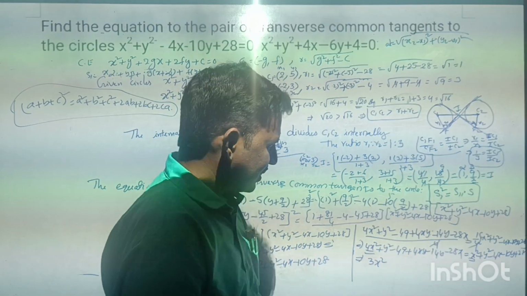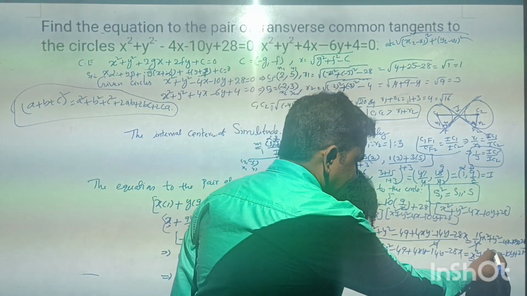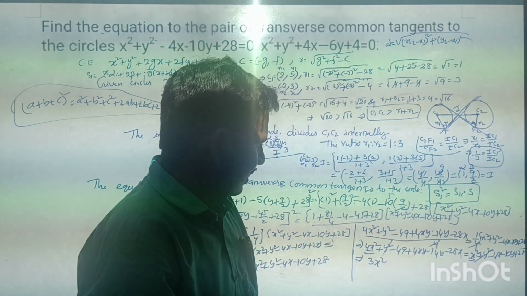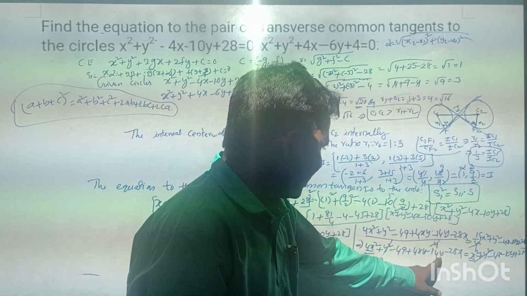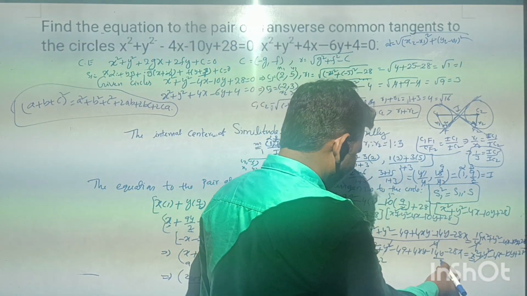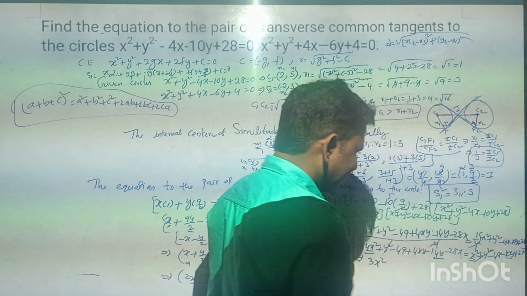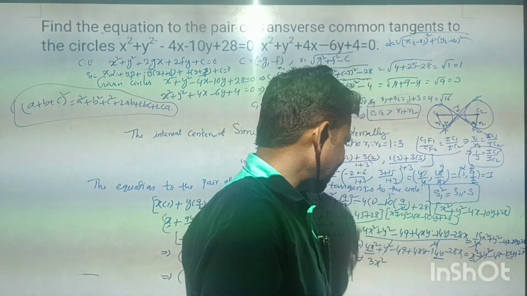Now y square terms, you see the y square terms, the y square cancel. Now y terms: here the y terms minus 14y. Here the y terms minus 10y. So 10y is transferred to the left side.